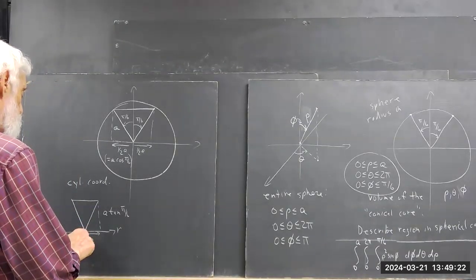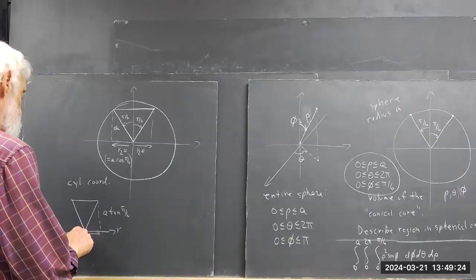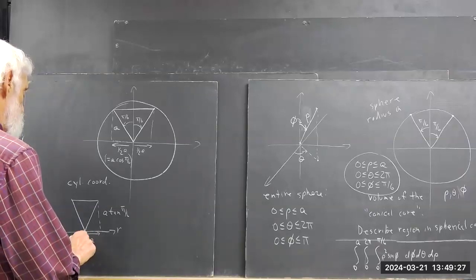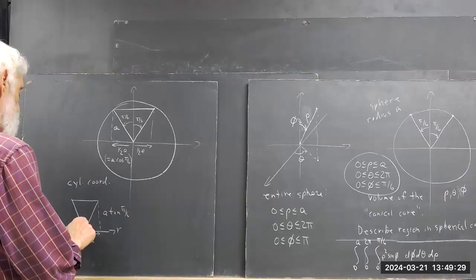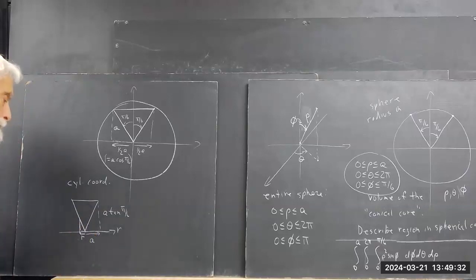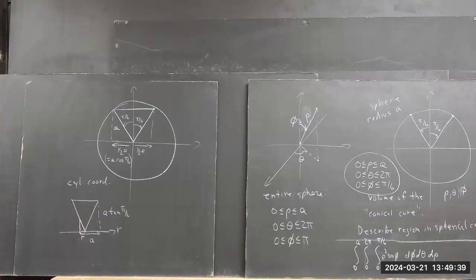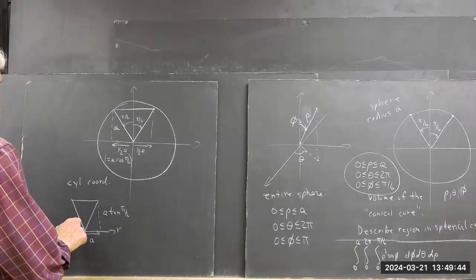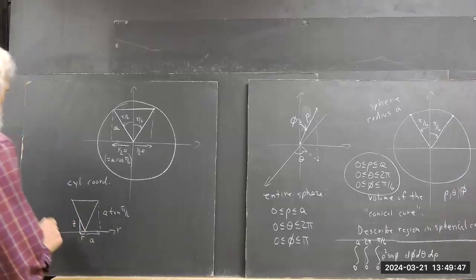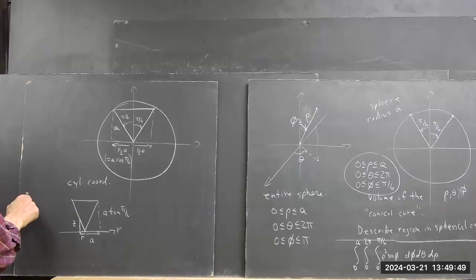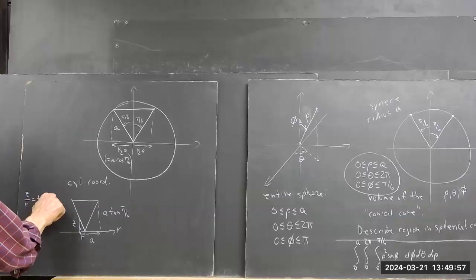So for given R, we've got this little triangle here. And it's in the same proportion. The sides of this triangle are in the same proportion to the sides of this triangle. So we'll call this Z. We can say that Z over R is just the tangent of pi over 6, isn't it?